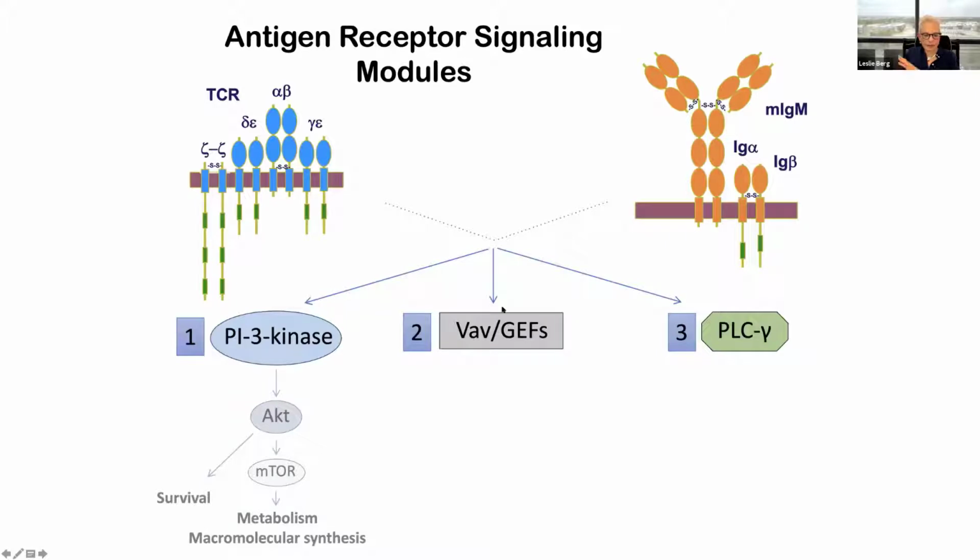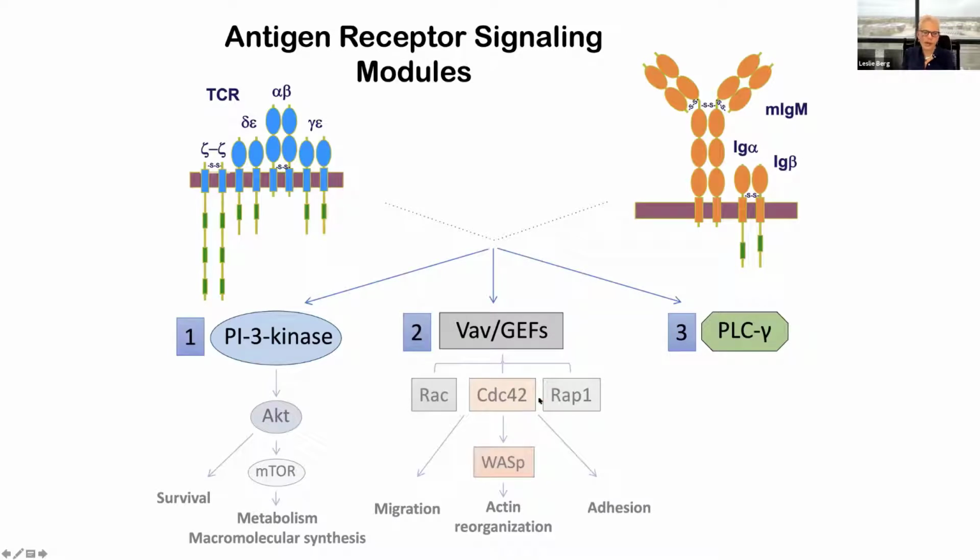The second big module is the activation of GTP exchange factors, which lead to activation of these small GTPases, which, as I mentioned, are important for actin cytoskeletal reorganization, adhesion, and also play a role in cell migration.